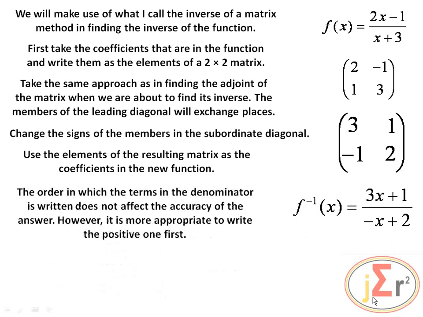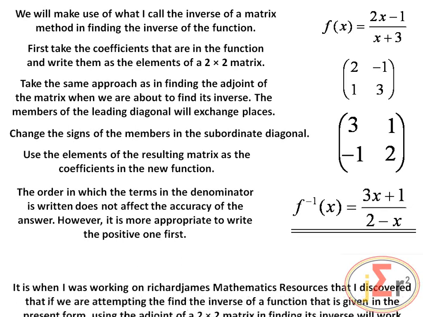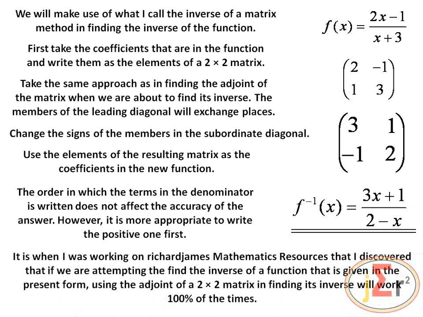How nice and simple. The order in which the terms in the denominator is written does not affect the accuracy of the answer. However, it is more appropriate to write the positive 1 first, and that we have done on the previous slide when we divided by the final common factor. There we have it. It is when I was working on Richard James Mathematics Resources that I discovered that if we are attempting to find the inverse of a function that is given in the present form, using the adjoint of a 2 by 2 matrix in finding its inverse will work 100% of the times.